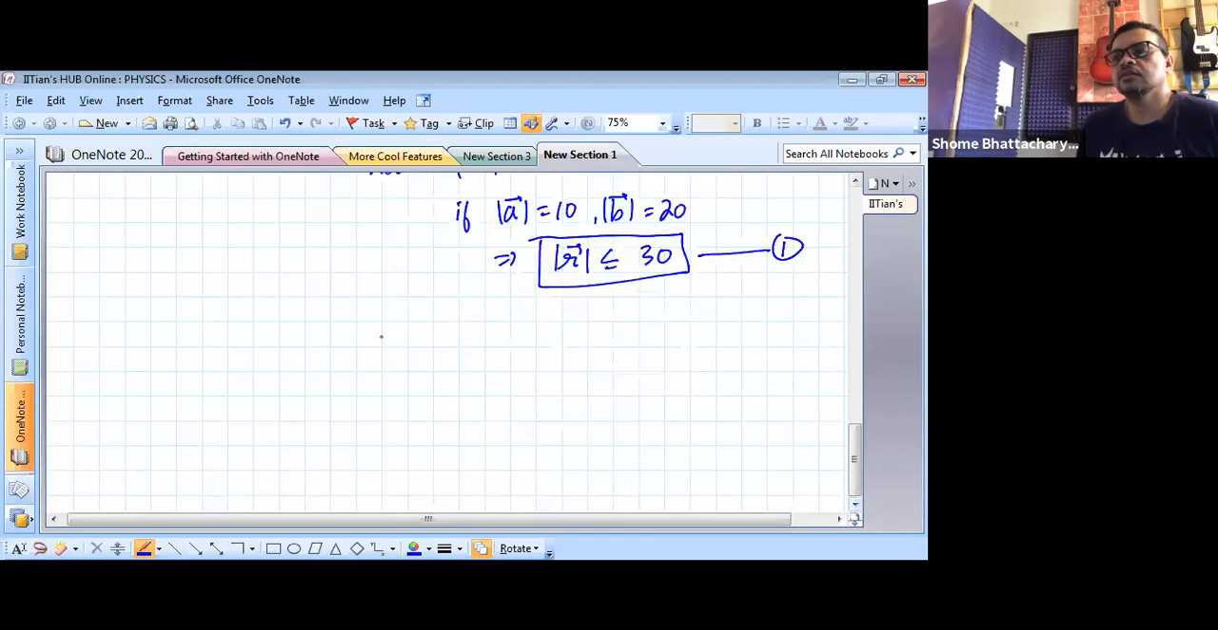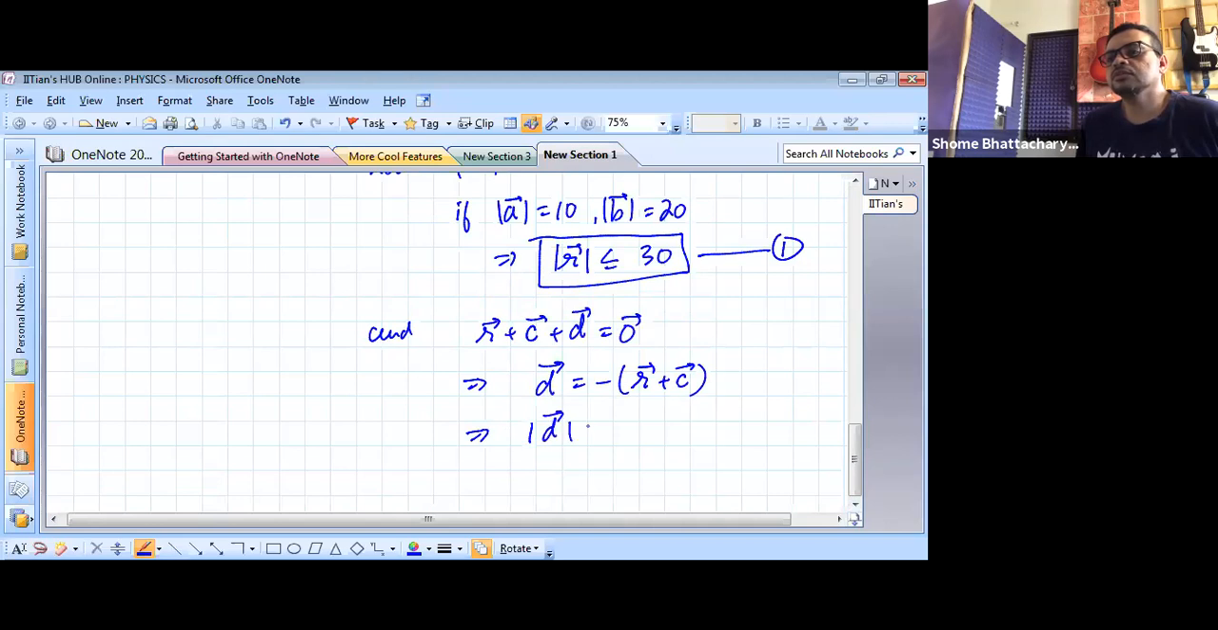And R plus C plus D equals 0. This implies that D, for example, is minus of R plus C. So D's magnitude is equal to the magnitude of R plus C. Okay.